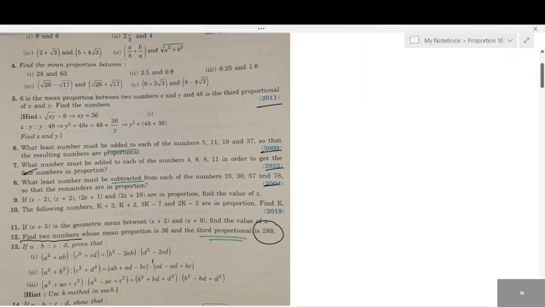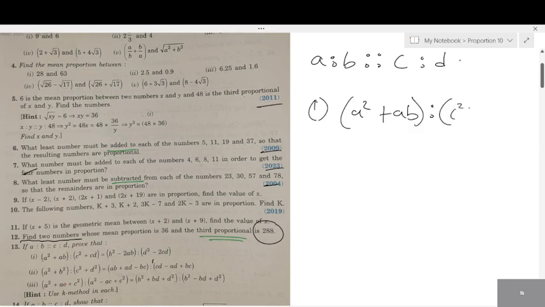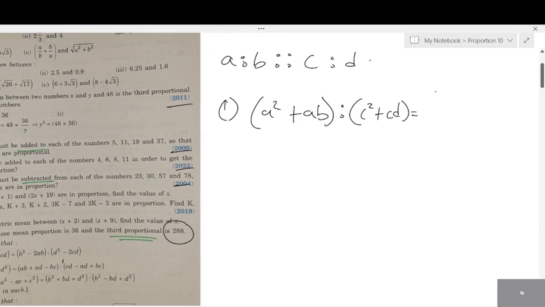13th one. If A is to B is in proportion, they've already given that it is equal to C is to D. Prove that. First question: A square plus AB is to C square plus CD is equal to B square minus 2AB.